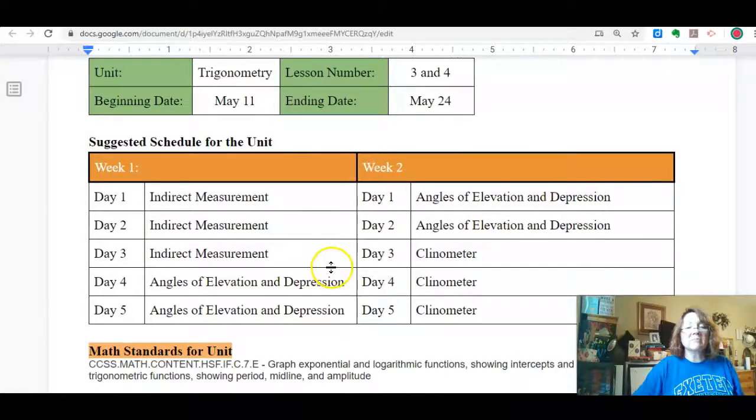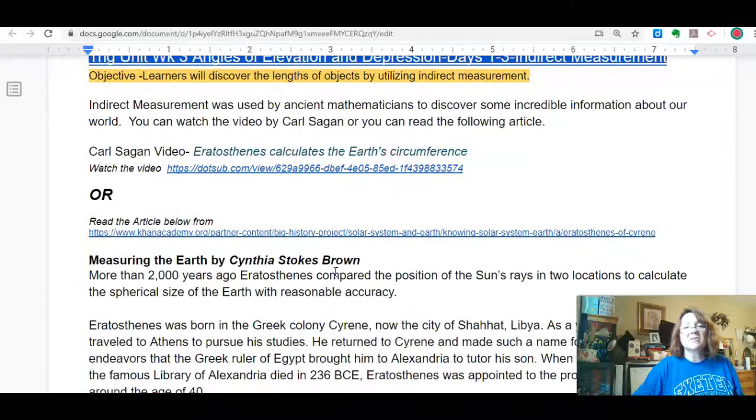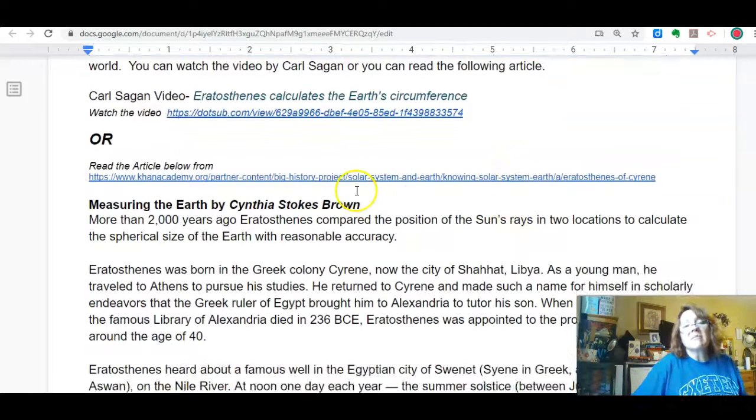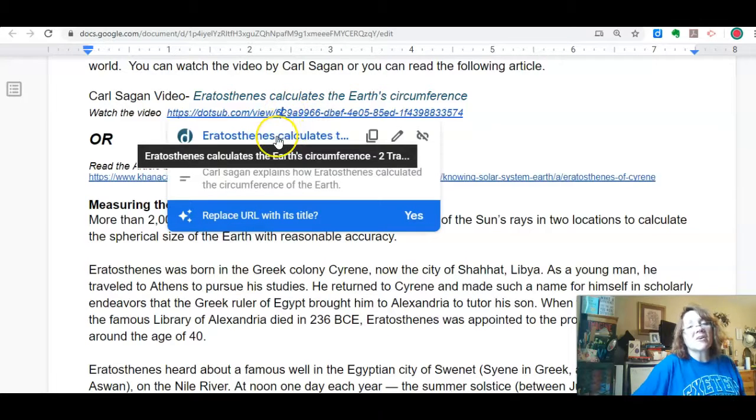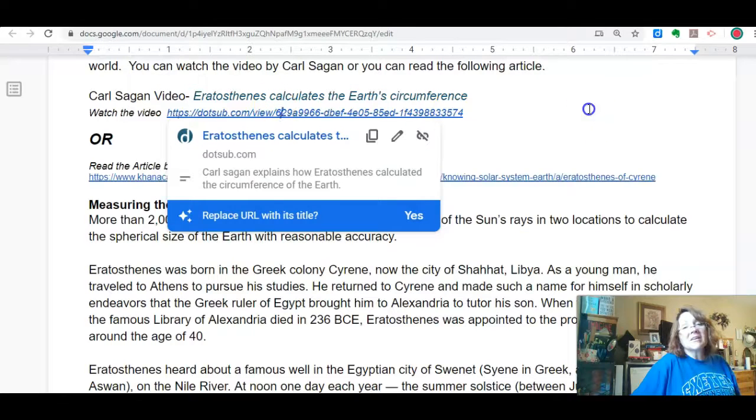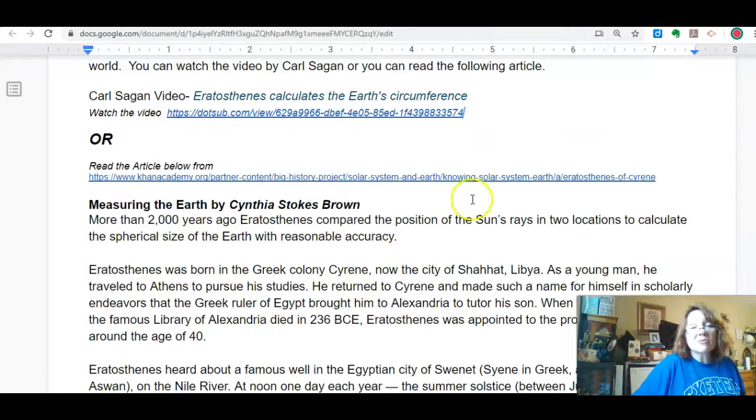We're going to look at indirect measurement today. Indirect measurement is where we measure things without having to actually get out and measure them directly. We can measure it by using angles and different things. Carl Sagan has this really cool video, which I really want you to see, where he shows how Eratosthenes calculated the circumference of the Earth. It's really cool because he calculated the circumference really close to the real circumference just by using trigonometry.